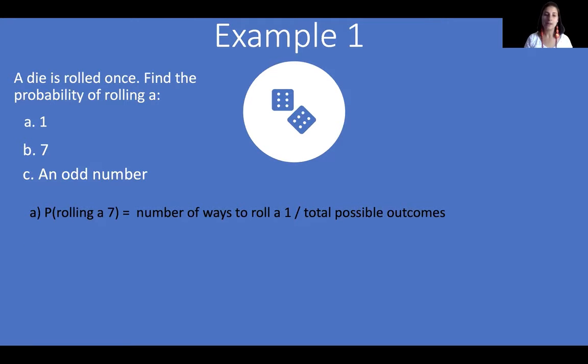Let's take a look at part B. In rolling a 7, it's how many ways we can roll a 7, out of the total possible outcomes. Well, there are no 7s on this die. So the probability of rolling a 7 is actually 0 out of 6, which divides to 0. Also known as an impossibility.